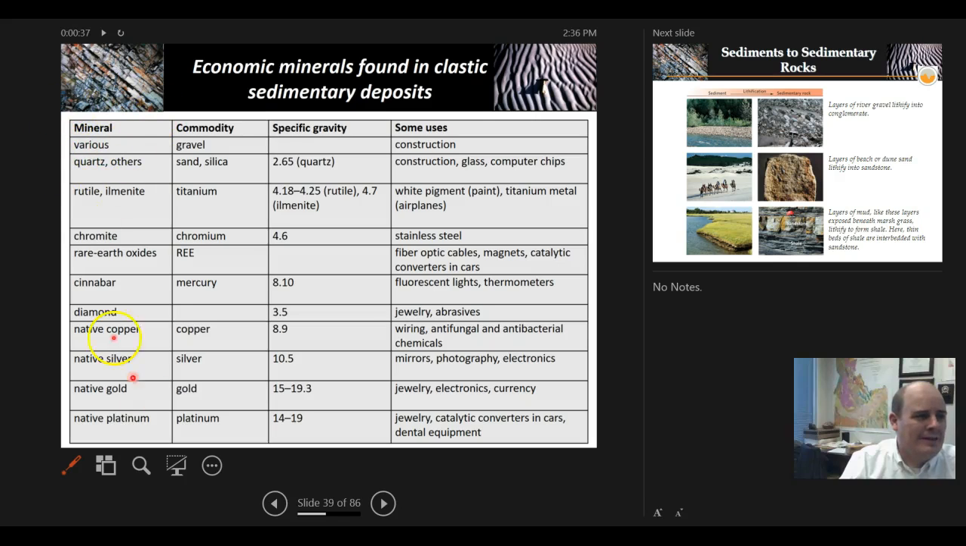So these are some economic minerals that can be found in clastic sedimentary deposits, like quartz, like sand and gravel. It can be used for computer chips, construction, glass. Diamonds can be there for jewelry. Gold, silver, lots of things like that.